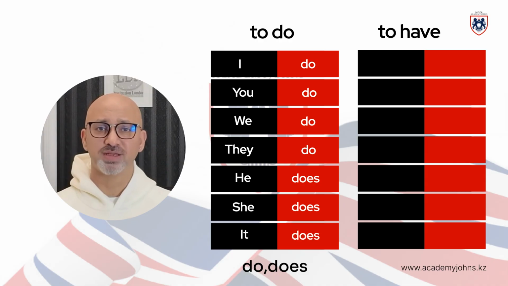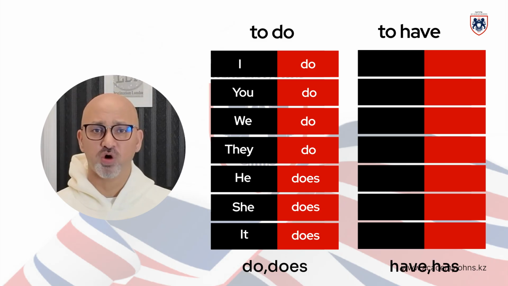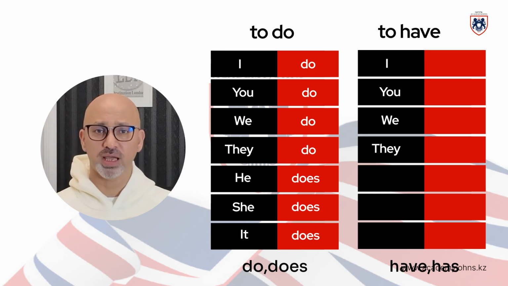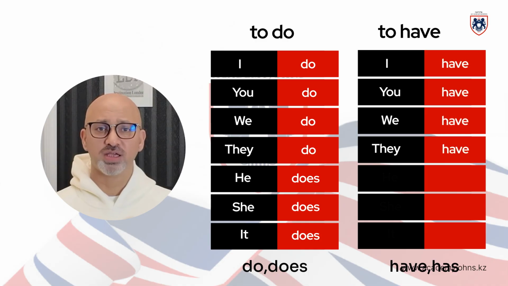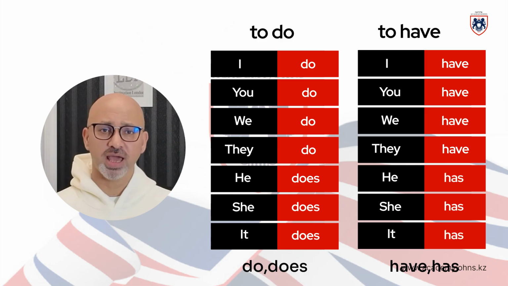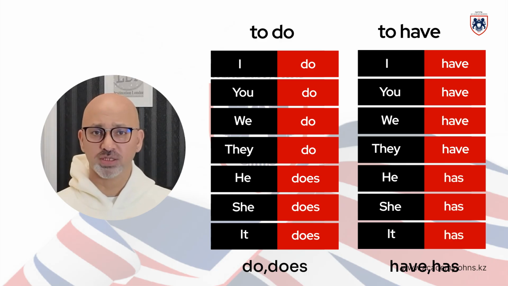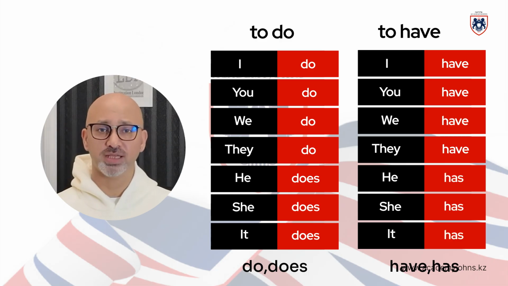Now, let's examine to have. It also has two forms, have and has. With I, you, we, and they, we use have. For he, she, it, we use has. If you remember our previous lecture on the topic to be, we know that he, she, it becomes is. This aligns with the third person singular rule for the present simple tense. He, she, and it always end with an s.